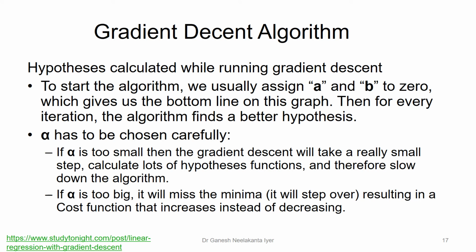So the hypothesis is calculated while running gradient descent. To start the algorithm, we usually assign a and b to 0, which gives us the bottom line of the graph. Then for every iteration, the algorithm finds a better hypothesis, and alpha has to be chosen carefully. What will happen if alpha is too small? If alpha is too small, then gradient descent will take really small steps, so the algorithm will be really slow. What about a big alpha? If alpha is too big, it will miss the minima. It will step over, resulting in a cost function that increases instead of decreasing, isn't it?